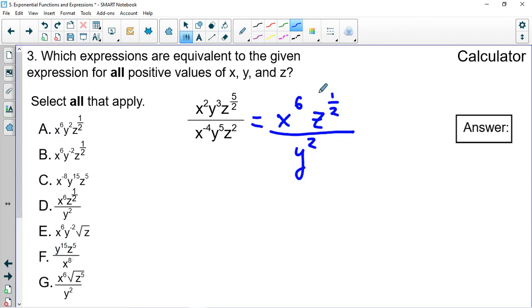Now that we've simplified the expression, all we need to do is take a look at the choices and figure out which one of these match our answer. Let's take a look at A first. It says x to the sixth, which is good, times y squared, which is not good because y squared should be in the denominator. So we can skip A. It's not correct.